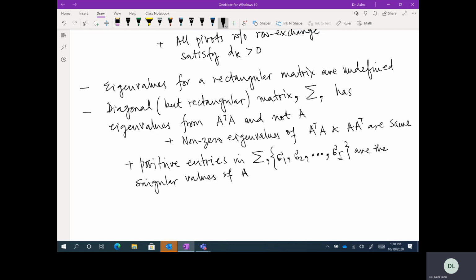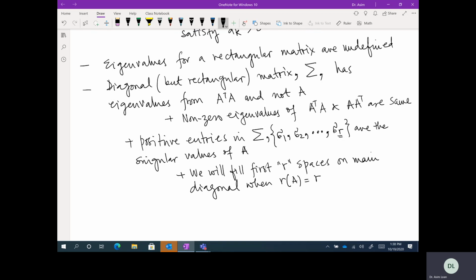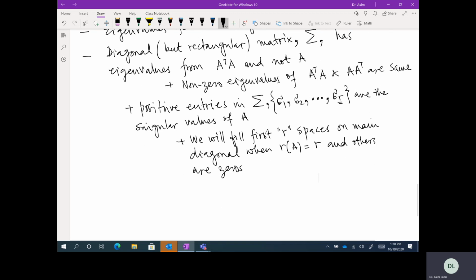So what we'll do is fill the first r spaces on the main diagonal, when the rank of A is r, and the others are zeros. Okay.